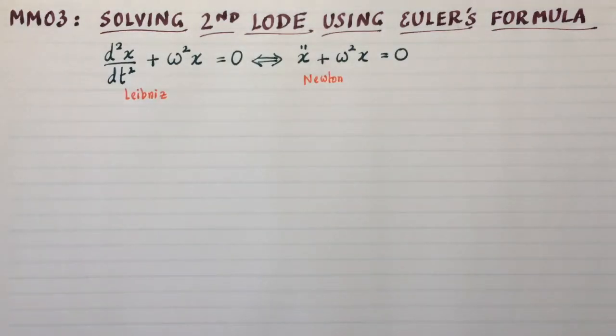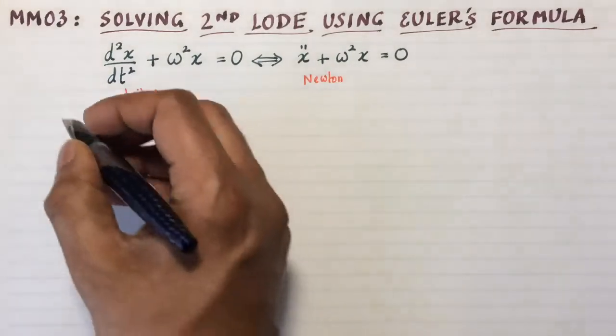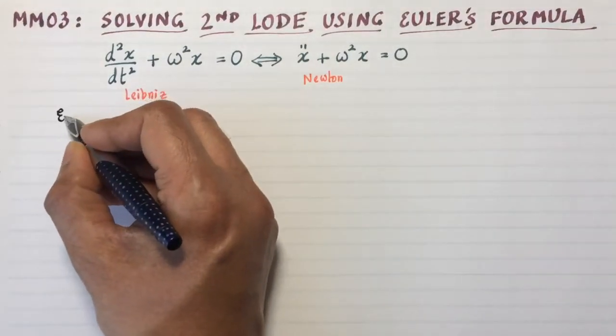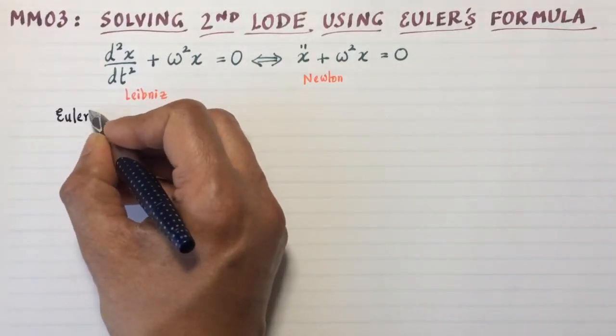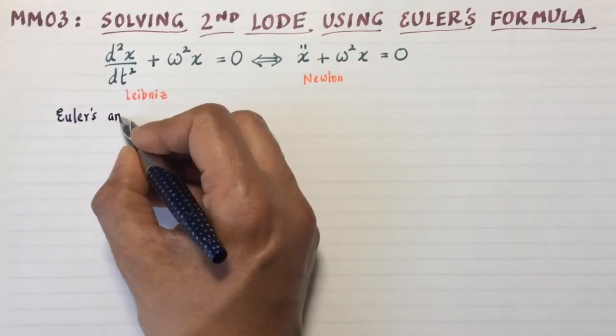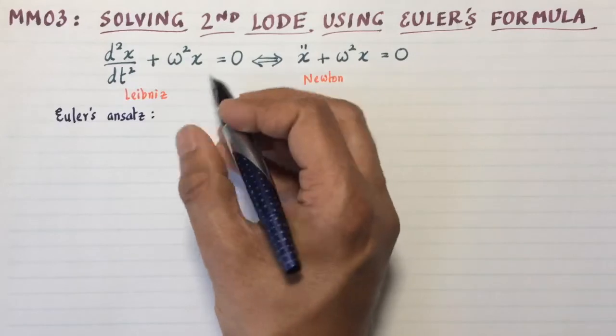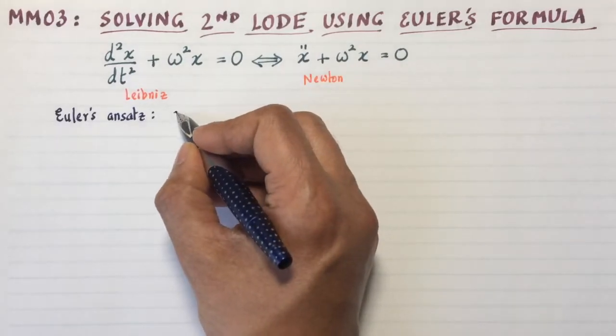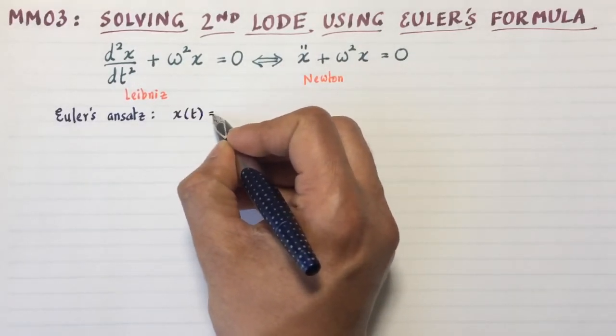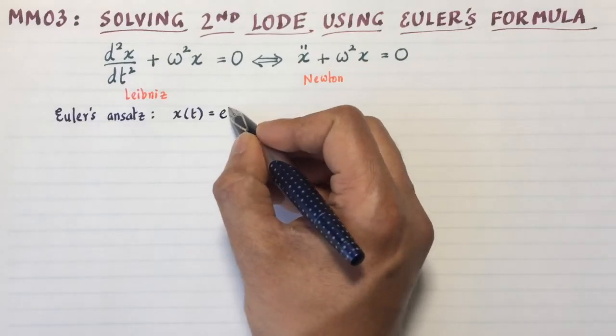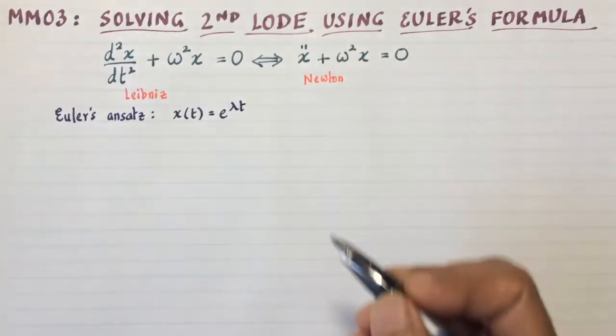So how do we solve this? Because we're going to use Euler's formula, the appropriate thing to use is what's called an Euler's ansatz. The word ansatz in German means try something. So we're going to use the ansatz, x as a function of time equals e to the lambda t, where lambda is to be determined.